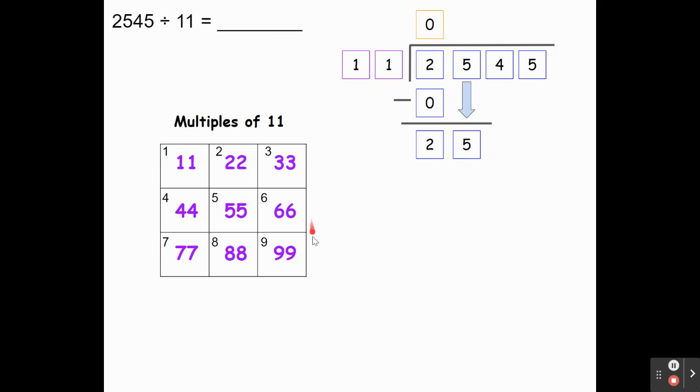Let's look at our multiples of 11 to see which gets us closest to 25 without going over. Well, we can see the second multiple gets us to 22.